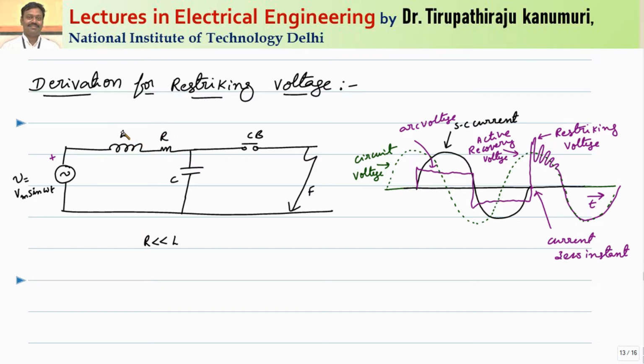This inductance includes the inductance of your synchronous machine plus the inductance of your transmission line up to the circuit breaker contacts, and R indicates the resistance of your line plus machine up to that point, and C indicates the effective value of the capacitance up to that point from the conductor to ground. So that is the value of C. Practically the value of R is far less than L, so we can neglect the effect of R for the analysis so that it will be easy.